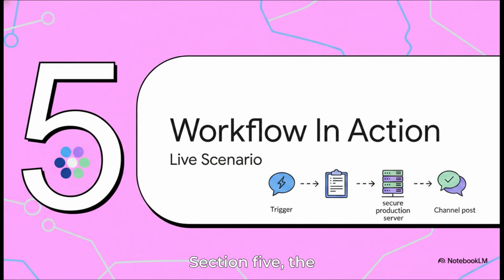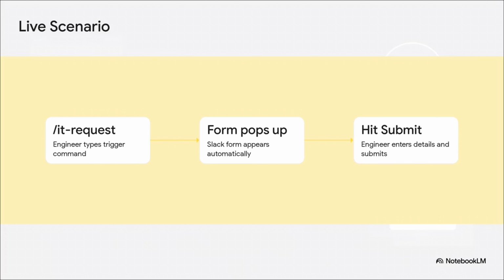Section 5. The workflow in action. All right, let's look at a live scenario to really see the payoff of what we just built. Step 1. Our engineer opens Slack, goes to literally any message composer and types our trigger, /it request. Step 2. Boom, our beautifully structured form pops up immediately. Step 3. The engineer selects production server for the issue type, types in their business justification, and hits submit. The whole thing takes maybe 15 seconds, and they never even had to leave their workflow.